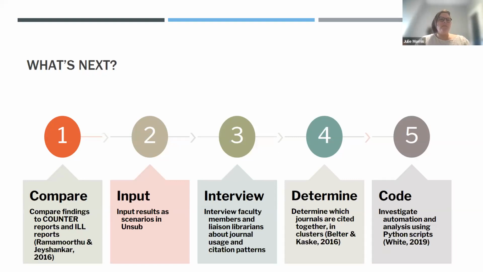I think it's really important, number 3, to interview faculty members and liaison librarians about journal usage and citation patterns, just to understand what their needs might be, and determine which journals are cited together in clusters. Because if we are acquiring one journal, we might want to collect journals that are cited in clusters with that one, to make sure that our users have access to everything that they need.